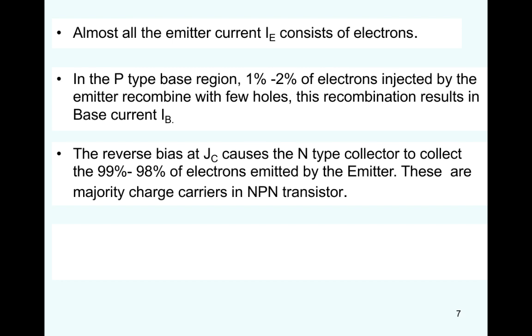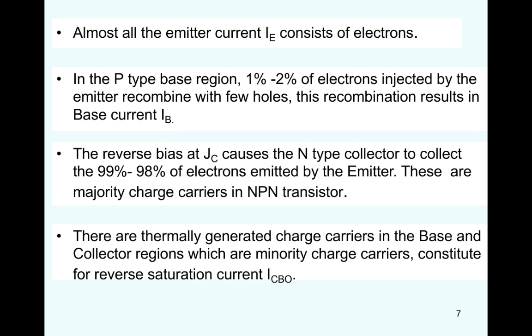The reverse bias at JC causes the n-type collector to collect 99% of the electrons emitted by the emitter. These are majority charge carriers in an NPN transistor.